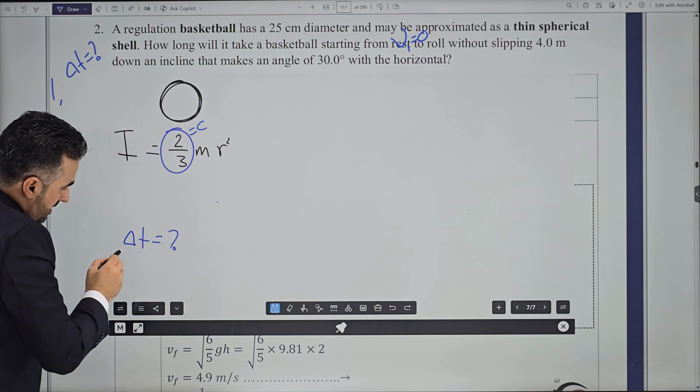So if I draw this one here, let's just draw a little bit lower. That's what we have. So a basketball, this is the length of the incline here. You can call it delta x, and this is 4 meters. It's going to roll down here. So what do we want? First of all, we said you will need tangential speed one way or another at the bottom of the incline here. So obviously the height is not given. What else? It says down the incline that makes an angle 30 with the horizontal.